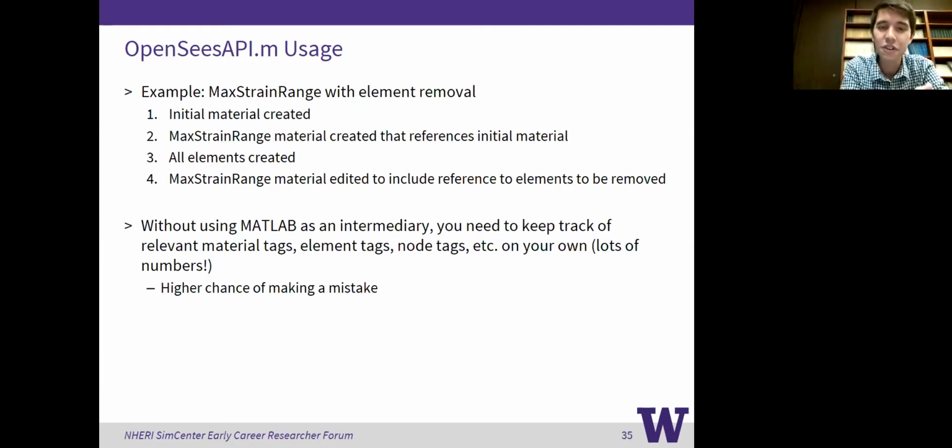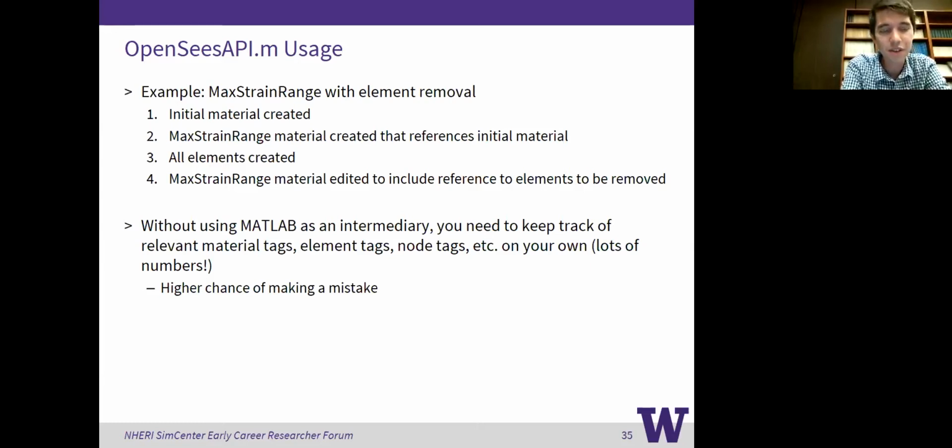Then I'm going to create all the elements later on, but then I'm going to go back and say, well, now that I know what elements I have, and they've already been assigned these arbitrary tags by the system, I want to go back and say, I want to use this element to be removed in the max strain range material. So I don't need to know any of the element tags a priori to create the max strain range material with element removal. I can play around with the order of operations for how I'm defining these different parameters.